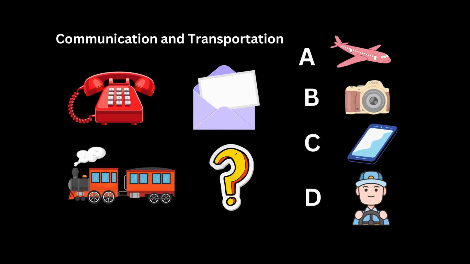Here's the other question that we have. So it's communication and transportation stuff. If we can use a phone to communicate with people, we can use mail as well. So in here, if we can use a train, what else can we use? Yeah, absolutely. If we can use a train as our transportation device or tool, we can use a plane as well. So there are two ways of those ones.